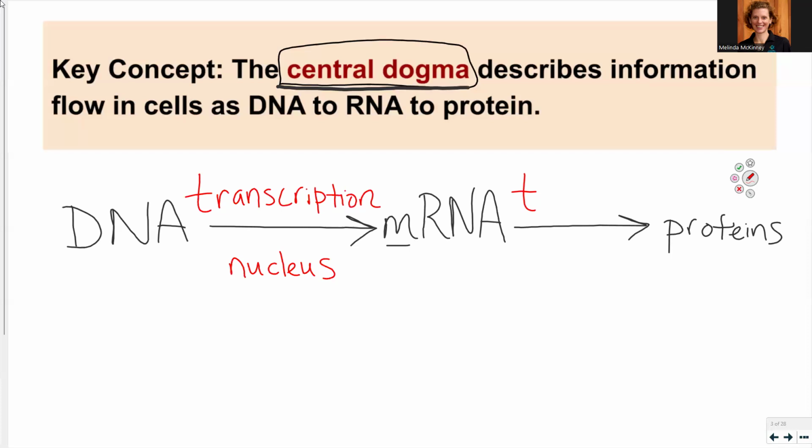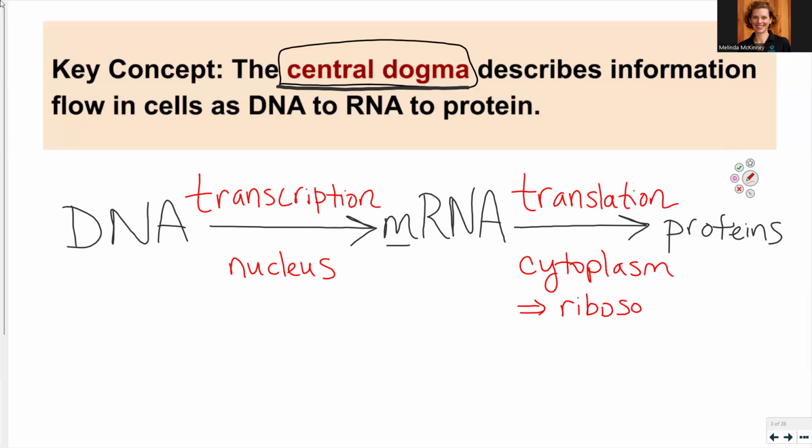And the process of going to proteins is then called translation. I know these are very similar, so just pay attention so you don't get them mixed up. Translation is going to occur in the cytoplasm, and the messenger RNA is going to go find a ribosome. The ribosome is the site of protein synthesis.